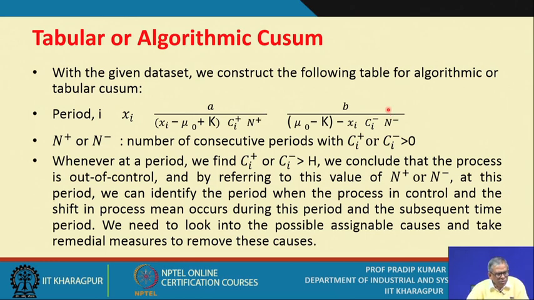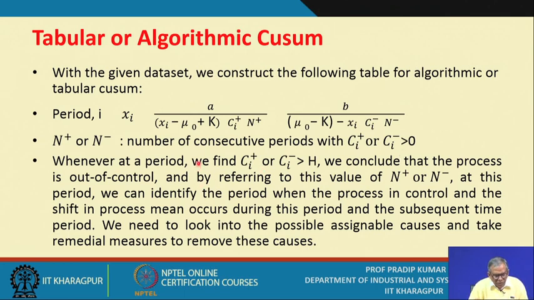So, what is n plus or n minus? It is the number of consecutive periods with Ci plus or Ci minus greater than 0. That means the positive values. Are you getting my point? As soon as it becomes negative, at that point in time it is converted into 0. We use the formula we have derived, and then again you start from 0. That means the chain is broken.